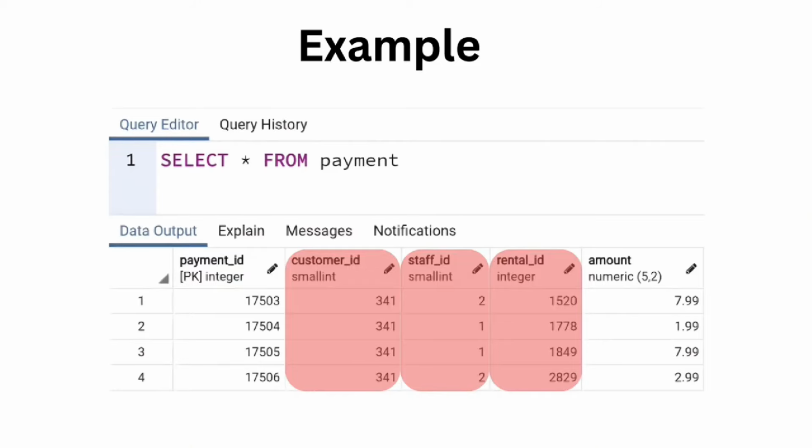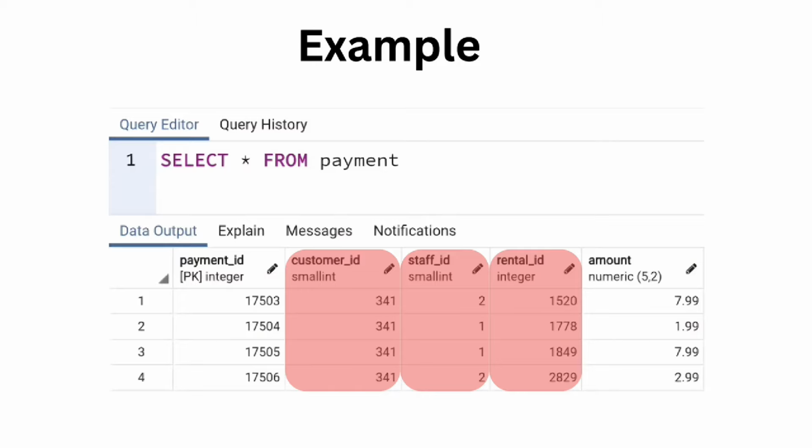Now, pgAdmin won't directly tell you through a simple query call whether or not a column is a foreign key. We'll discuss how to figure that out in just a little bit. But here we can see we have these customer IDs, staff IDs, and rental IDs. Notice that within the payment table, it's okay if they're repeated because the same customer may have made multiple payments.